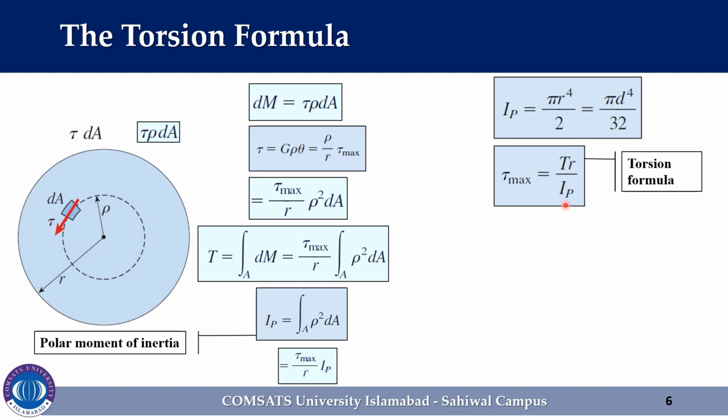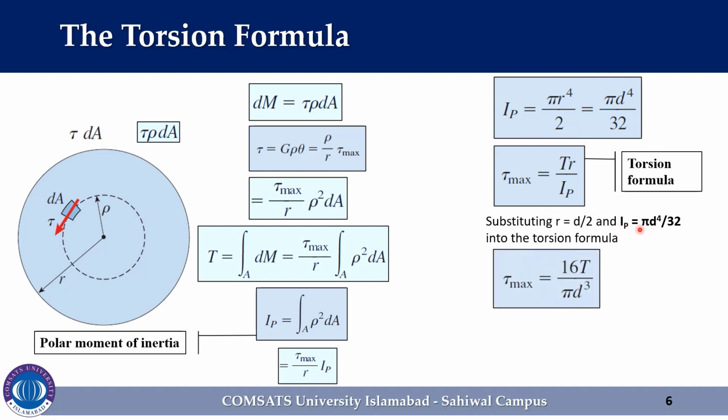In SI units, the torque is usually expressed in newton meters, the radius in meters, and the polar moment of inertia in meters to the fourth power, m^4. Substituting r with d by 2, the equation for polar moment of inertia becomes pi d to the fourth over 32, as discussed. We get the following equation for the maximum stress after introducing the polar moment of inertia pi d to the fourth over 32 into the equation of tau max. The equation becomes 16T over pi d cubed.